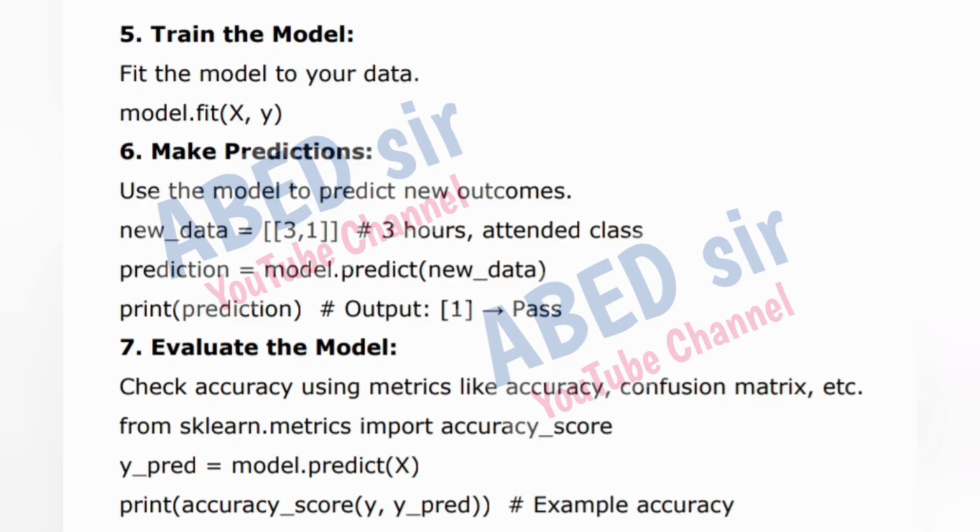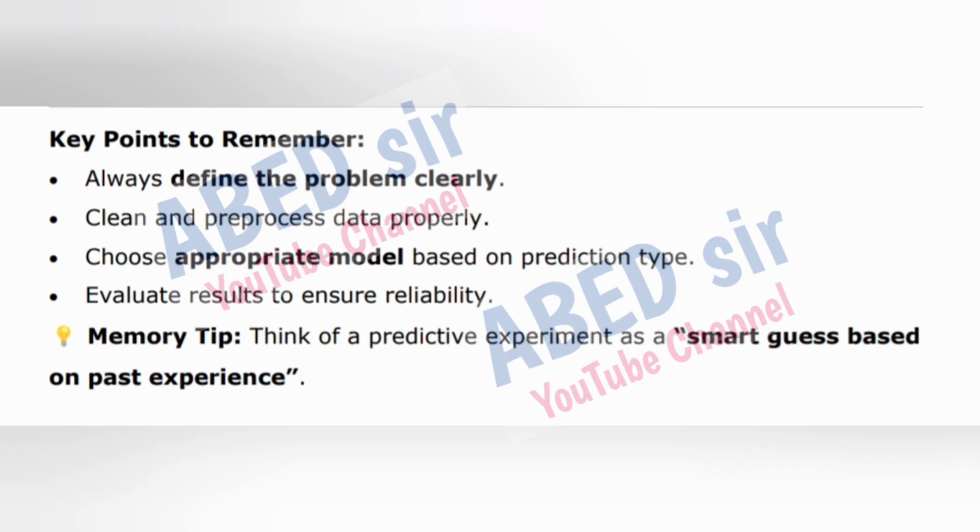7. Evaluate the model. Check accuracy using metrics like accuracy, confusion matrix, etc. From sklearn.metrics import accuracy_score. y_pred is equal to model.predict(X). Print accuracy_score(y, y_pred). # Example accuracy.